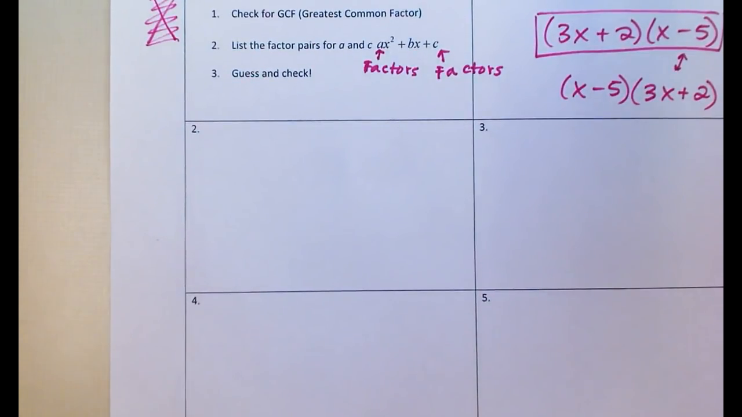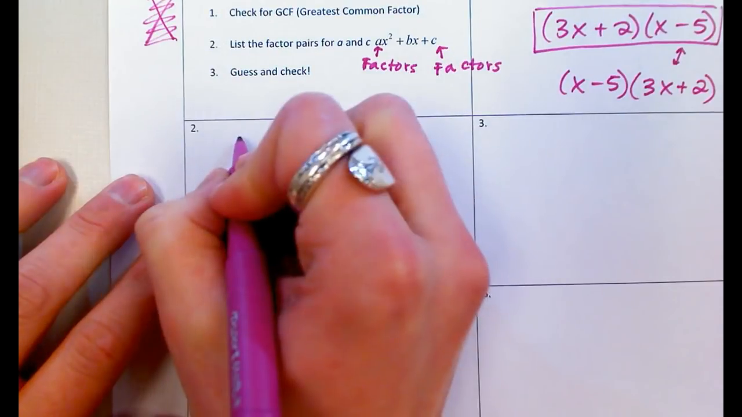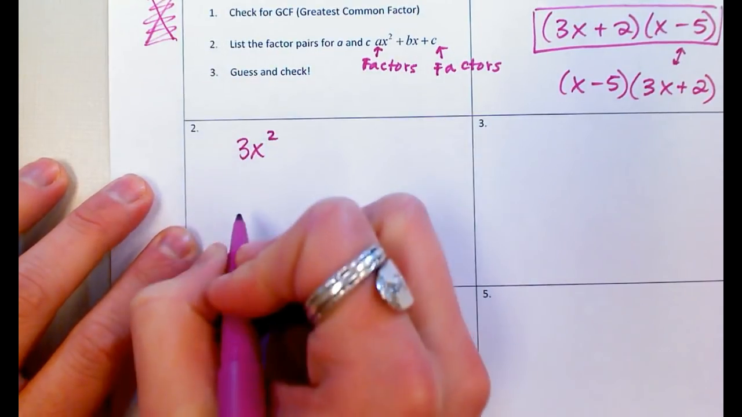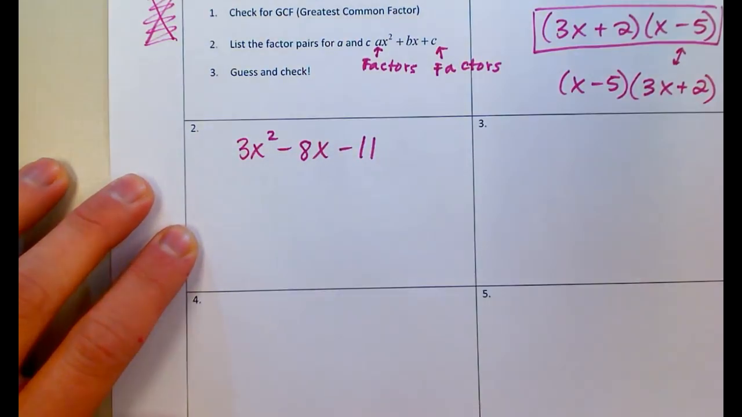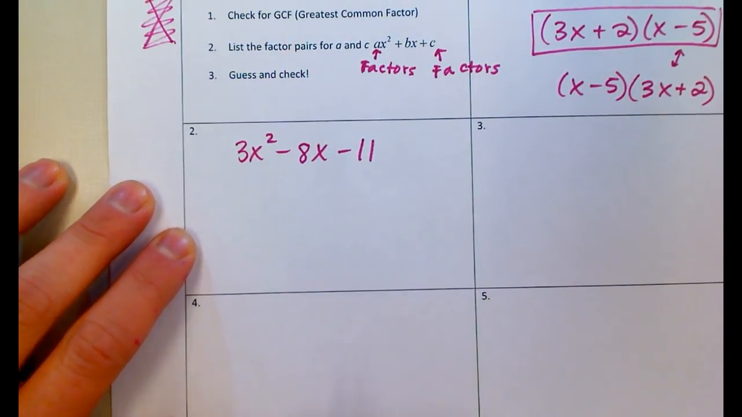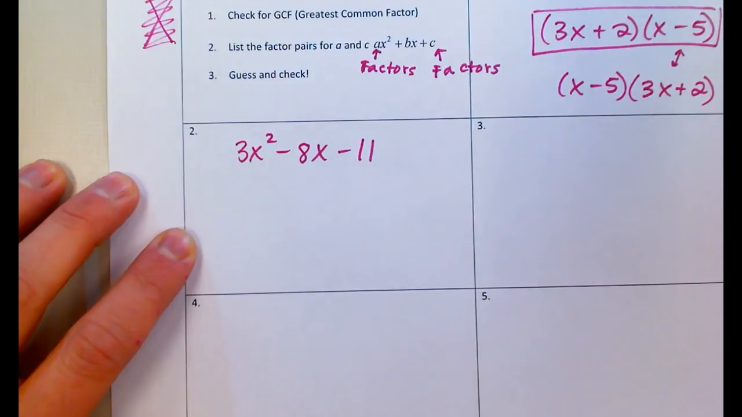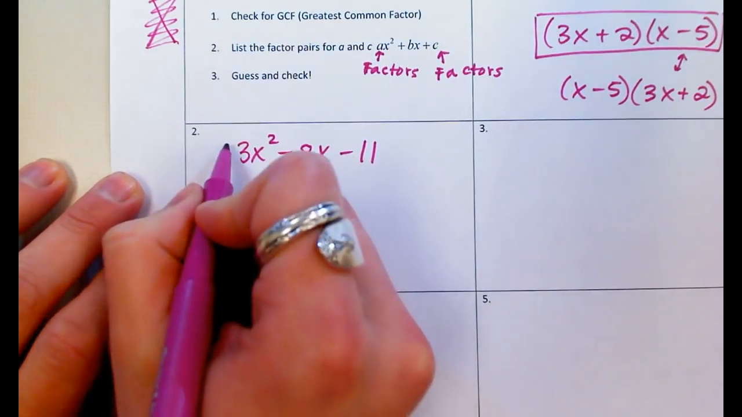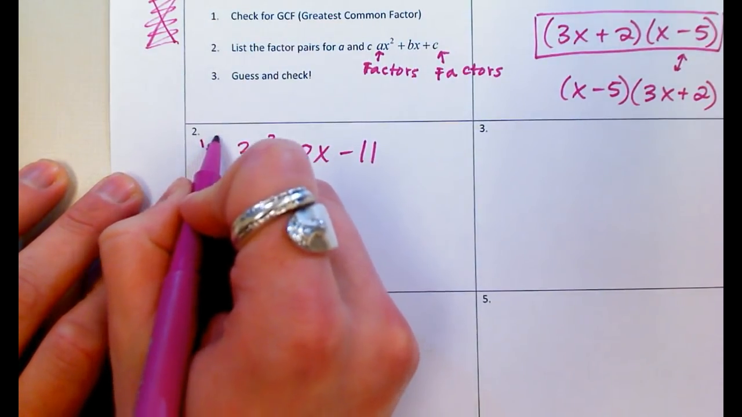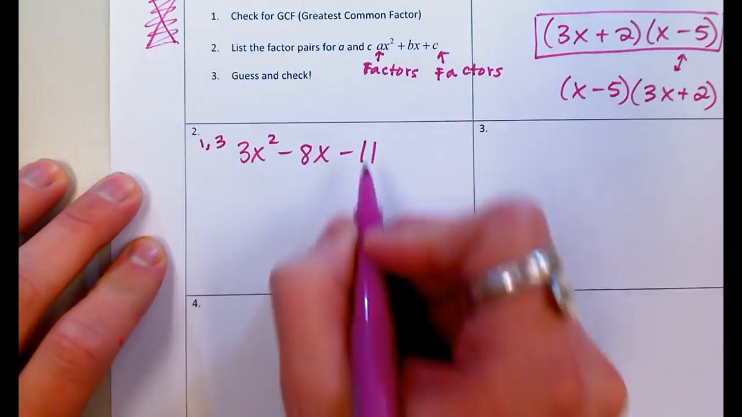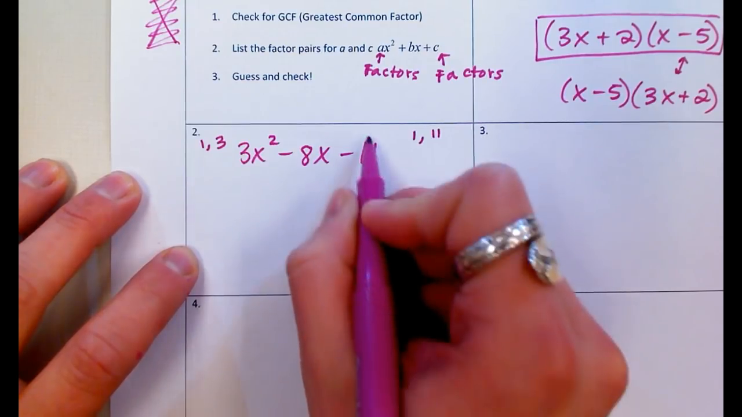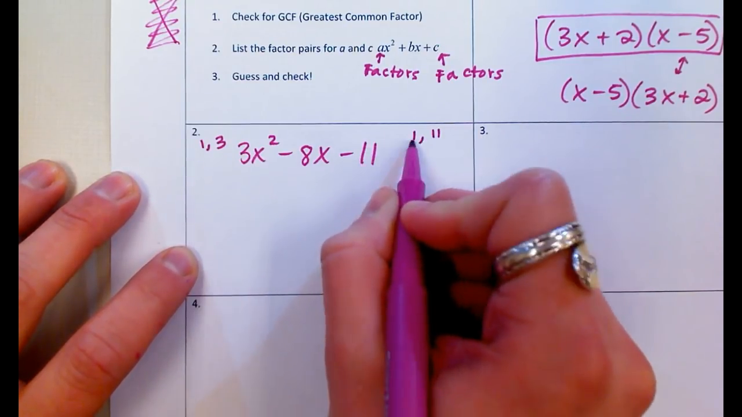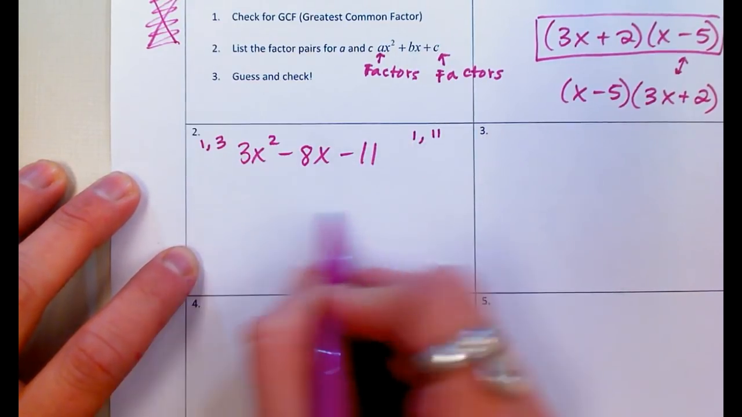Number 2, write the problem down. 3x squared minus 8x minus 11. First, looking for GCF, and we have nothing. So next I'm going to write my factors of a, which are 1 and 3, and my factors for 11, 1 and 11. Notice 11 is a prime number, so you don't have very many guesses to find.